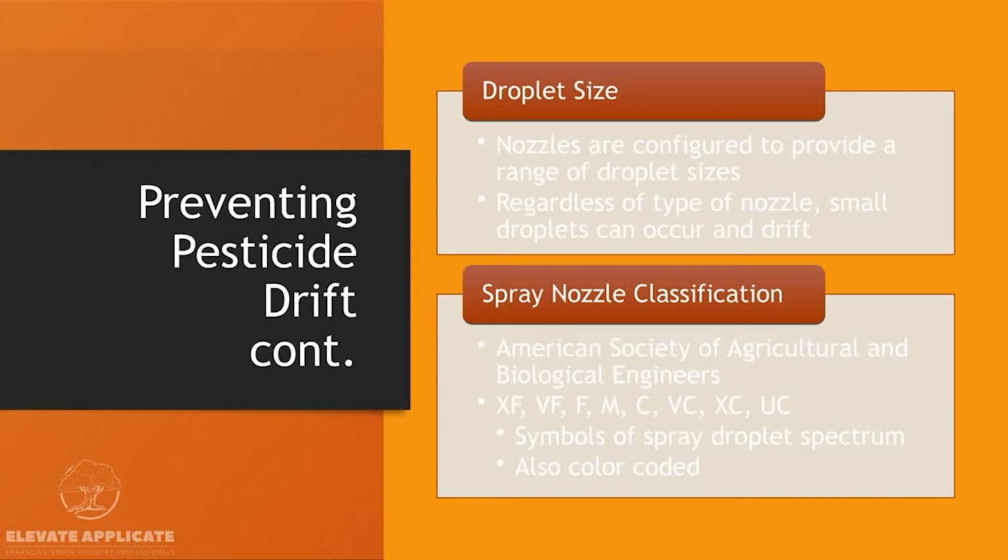And those were classified by the American Society of Agricultural and Biological Engineers. And they range from extra fine, very fine, fine, moderate, coarse, very coarse, extra coarse, and ultra coarse. And those are all abbreviated, XF, VF, and so on. But the symbols of those indicate the droplet spectrum. And they're also color-coded, which is nice.